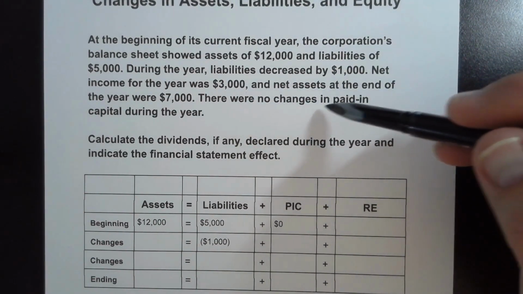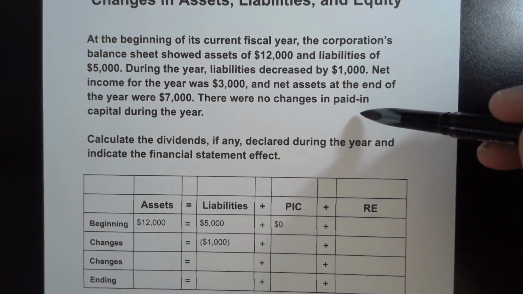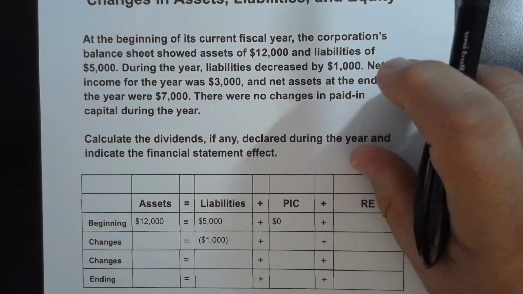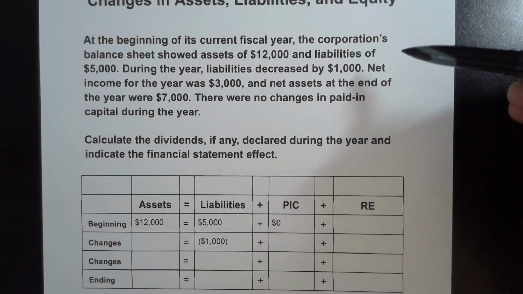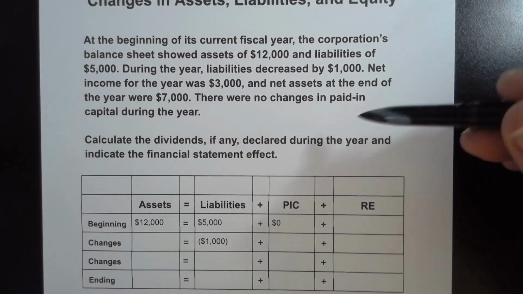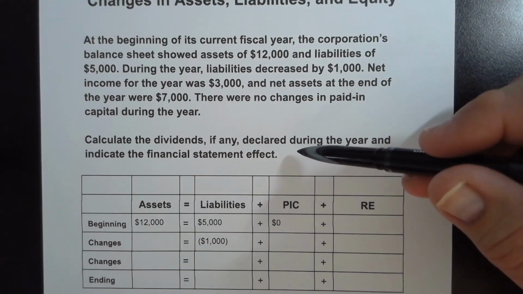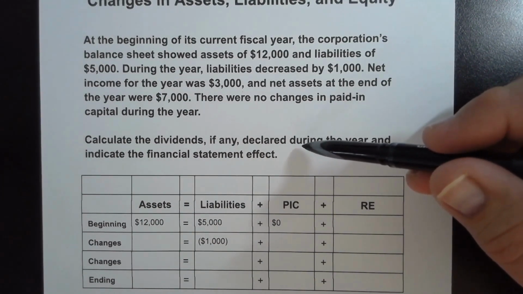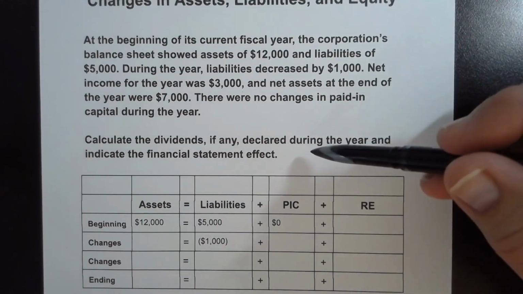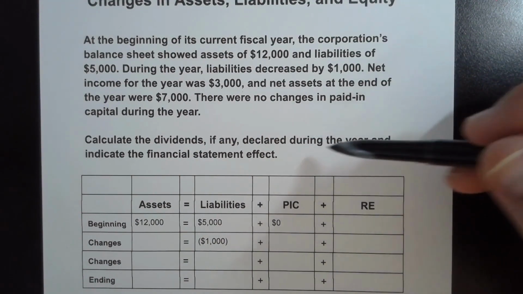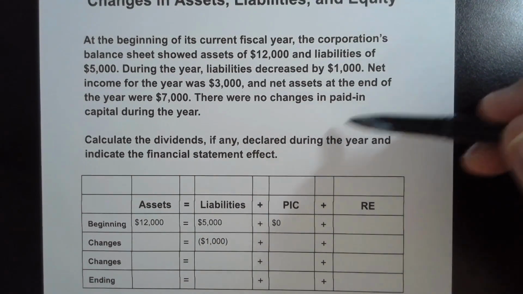There were no changes in paid-in capital during the year. Again, paid-in capital would be the amount that the owners pay into the company to get it started or to help it grow. The problem tells us to calculate the dividends, if any, declared during the year and indicate the financial statement effect. All right, where do we start?